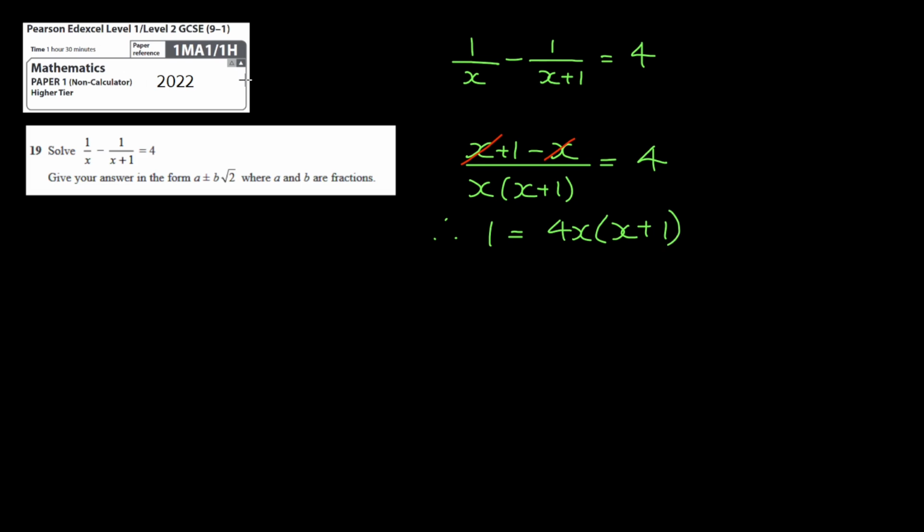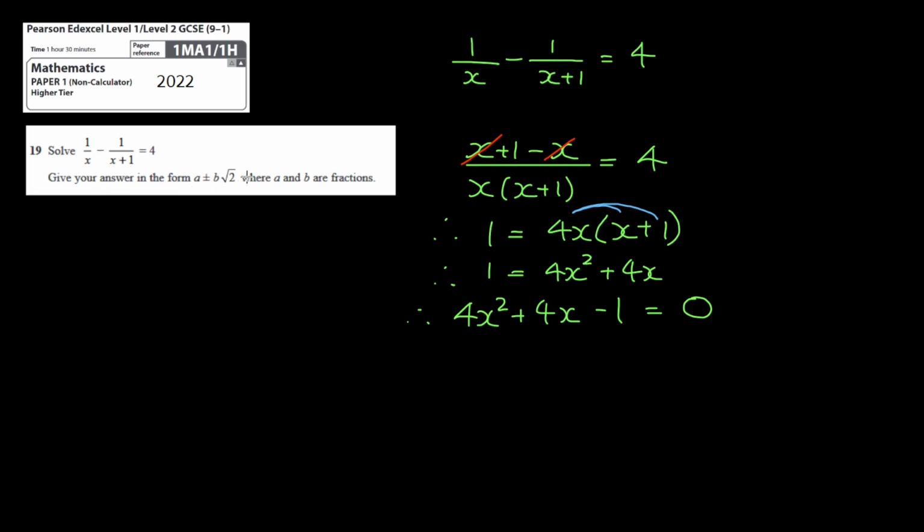Now we multiply this bracket out. So therefore 1 is equal to 4x squared plus 4x. I want all terms on one side. I might as well choose this side as the master side because these two are already here, and we've got a positive x squared term. So 4x squared plus 4x minus 1 is equal to 0.